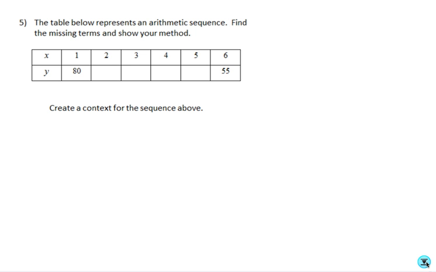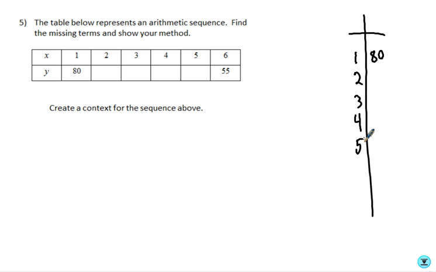So number 5 gives us the table, but then there's some numbers that are missing. What we're saying here is that our table, if you want to think of it this way, is that they're saying the first number is 80, but then there's another number, another number, another number, another number, and then the sixth number is 55. And what they're saying is that it's arithmetic. So arithmetic means that we're adding, right?